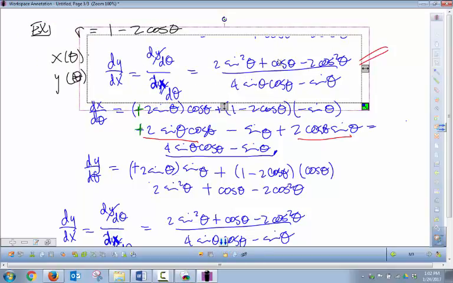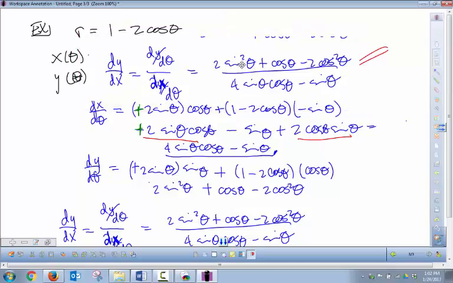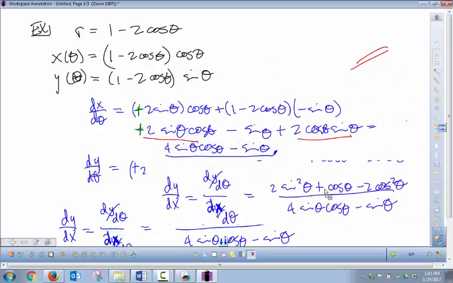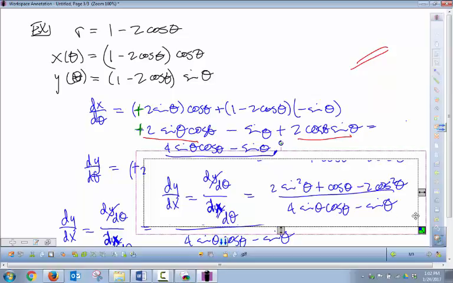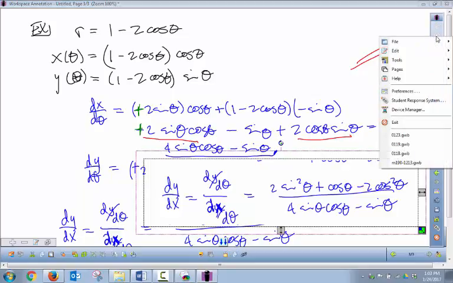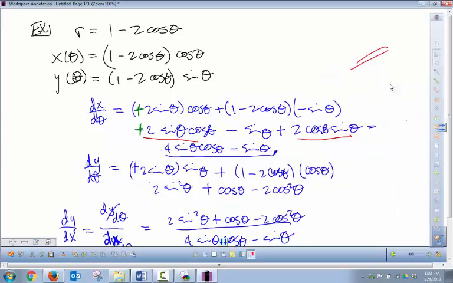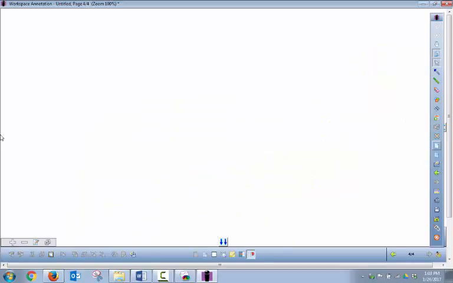Control X isn't working. Control X, Control C, delete. Now what? What do you do when your Control X doesn't work? I need a new computer.